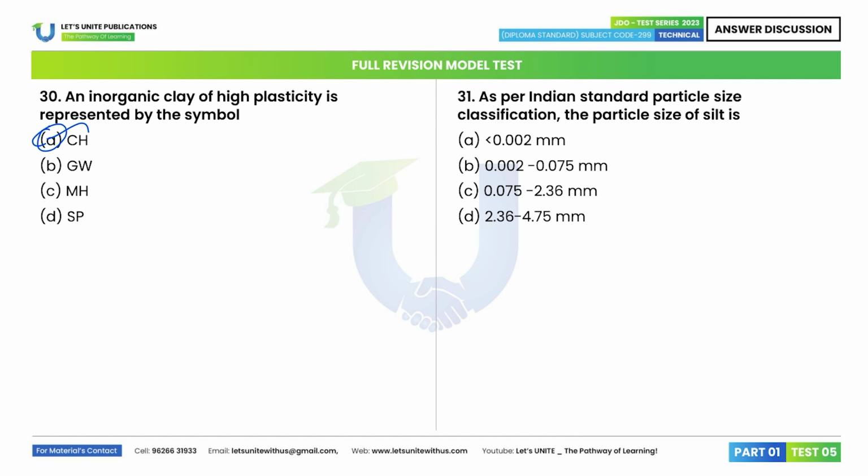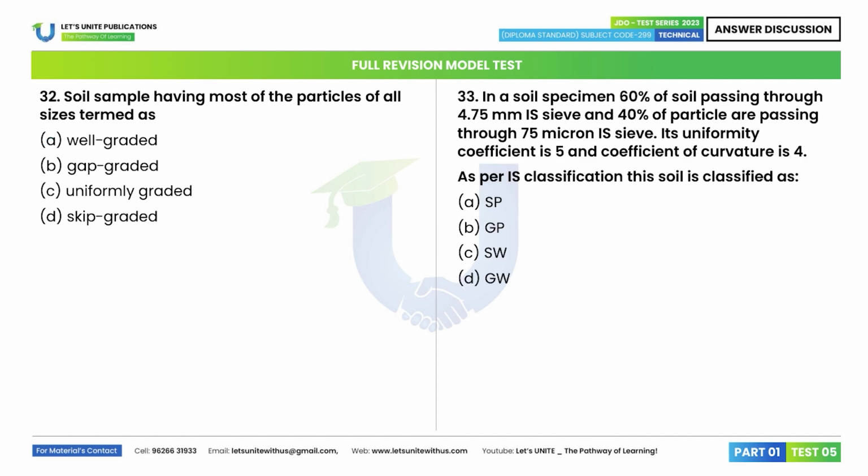31st question, as per Indian standard particle size classification, particle size of silt is 0.002 to 0.075 mm. Option B. 32nd question, soil sample having most of the particles of all sizes is termed as well graded. Option A. 33rd question, in a soil specimen 60% of soil passing through 4.75 mm IS sieve and 40% of particles are passing through 75 micron IS sieve.